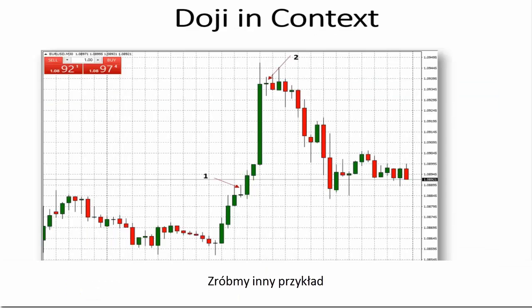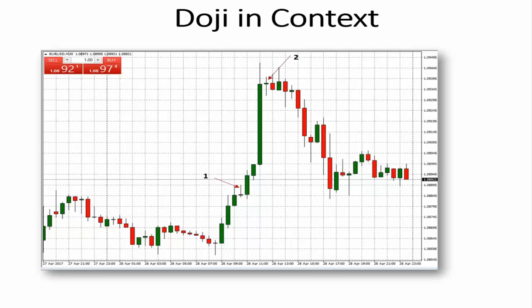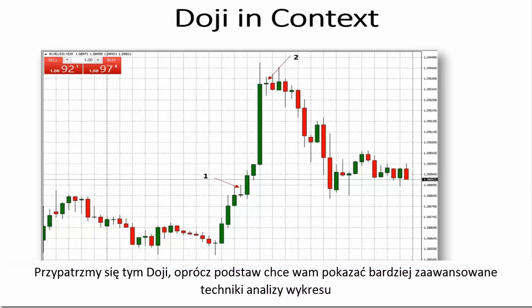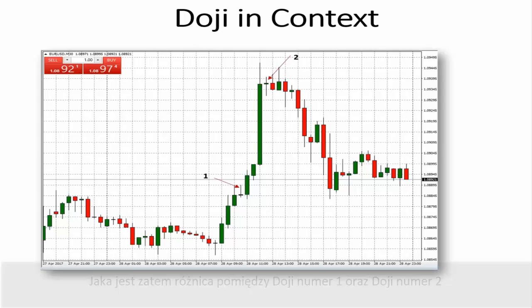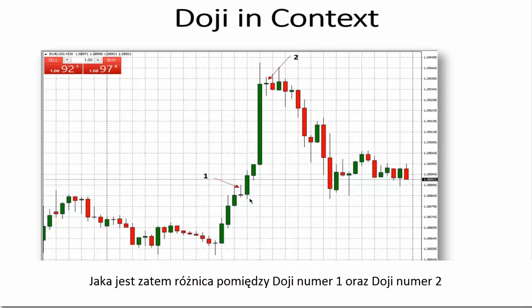Give you another example. Here we have a doji at 1 and a doji at 2. Now, let's think about these doji. And the idea here is I want to take you just beyond the basics. I want to give you a little bit more advanced information. That's why Admiral had me come here today to take you to that next level. So, what's the difference between the doji at 1 and over 2 over here?